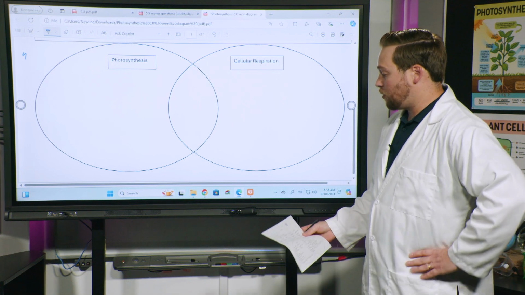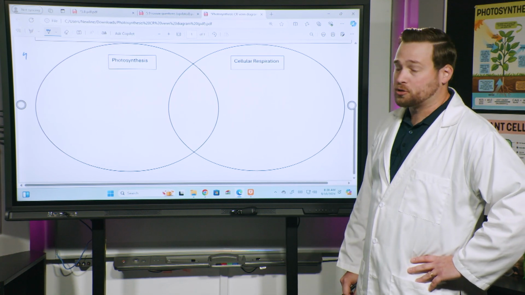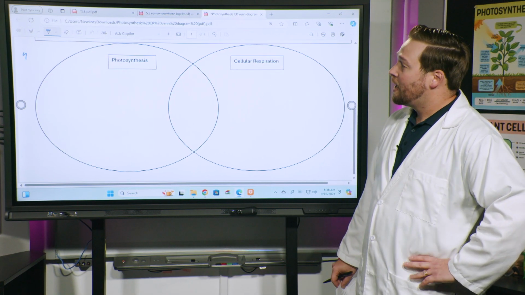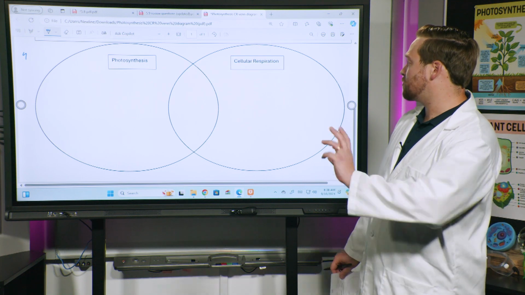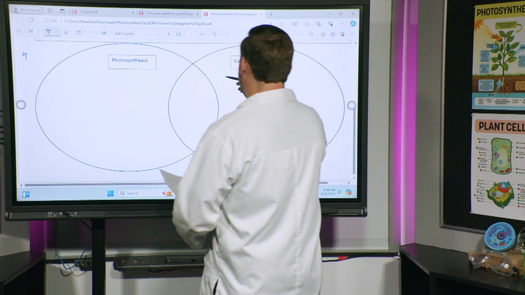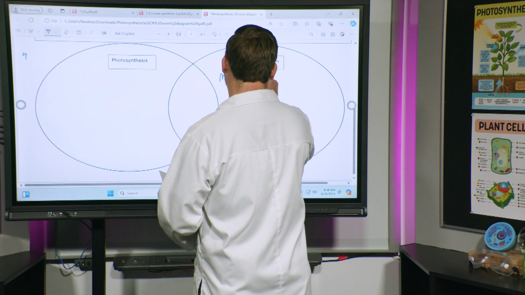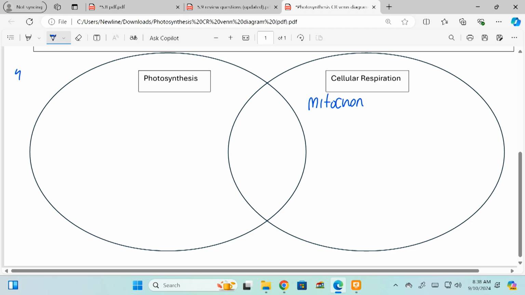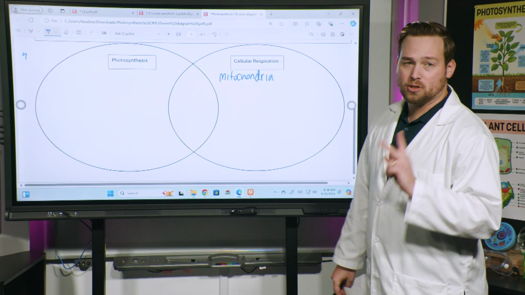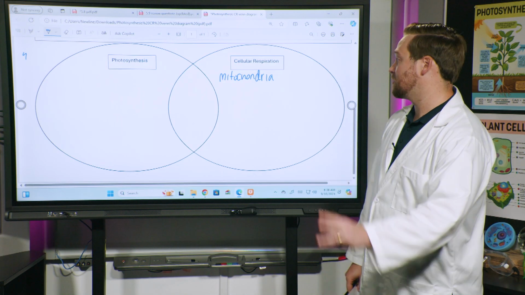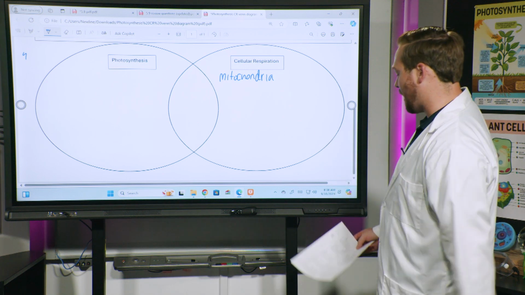Okay, to get started, the first one up there is mitochondria. Where should we put mitochondria? Is mitochondria used for photosynthesis or cellular respiration? I think we should put it over here. Mitochondria is one of the main organelles used in cellular respiration. 2 of the 3 processes for cellular respiration happen in the mitochondria.